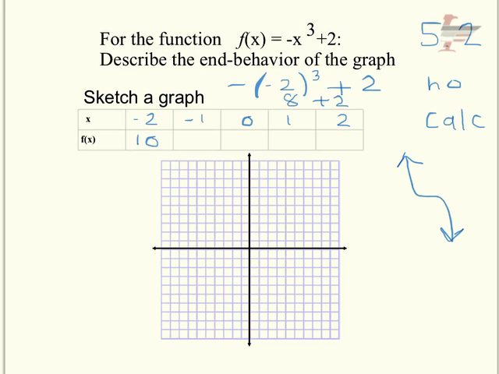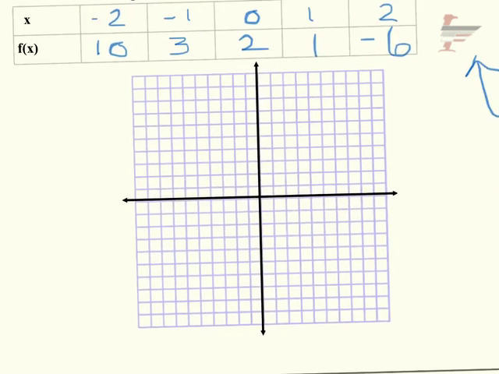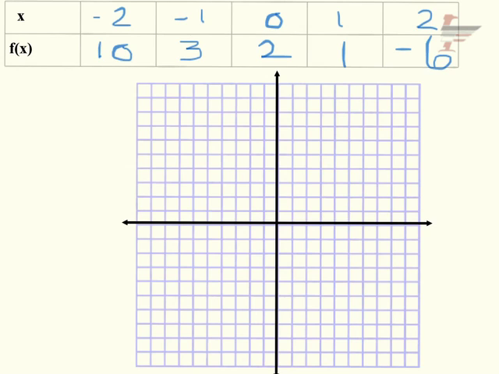Okay, same thing with the -1. -1 times -1 times -1 is -1, but then times the negative up front makes it +1, and plus 2 will make that a 3. 0 is easy. 0 cubed plus 2 is 2. Then you have 1, so 1 times 1 times 1 is 1, but then it's negated, so -1 plus 2 is 1. And 2: 2 times 2 times 2 is 8, but then it's negated, so -8 plus 2 is -6.